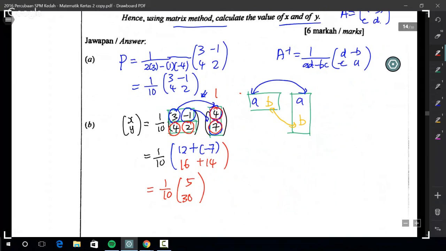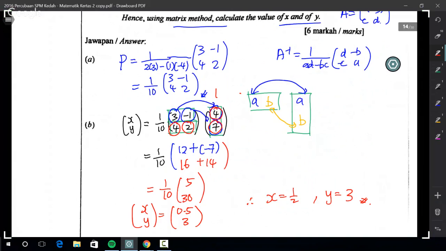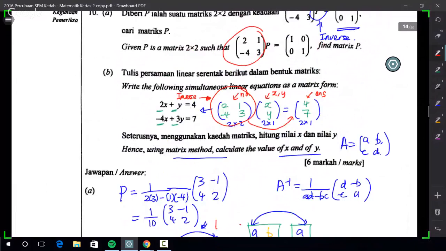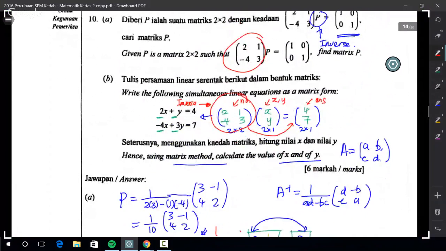And then I will multiply the 1 over 10 into both. One, I will get 0.5. This one, I get 3. And then this is x and y. So therefore, I know my x equals 0.5, or you can say 1 over 2. And then I know my y equals 3. This is how we solve this kind of matrix question. Make sure you know all the rules on how to do matrices. Matrix is one of the bonus mark questions. I hope all of you can actually do matrices.